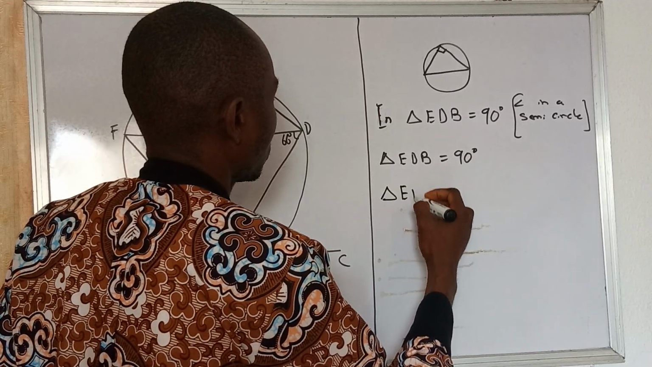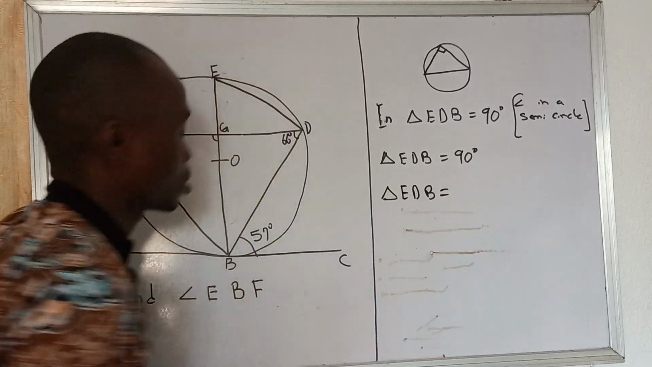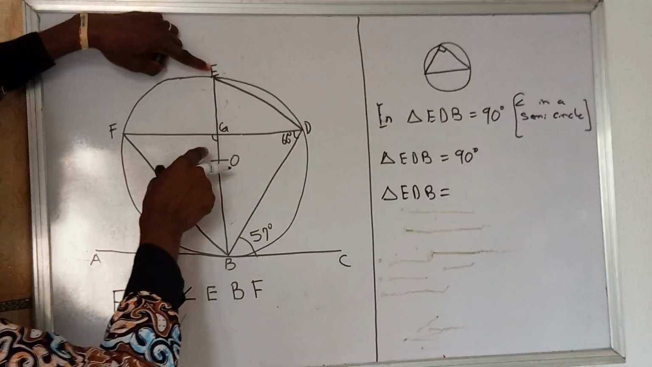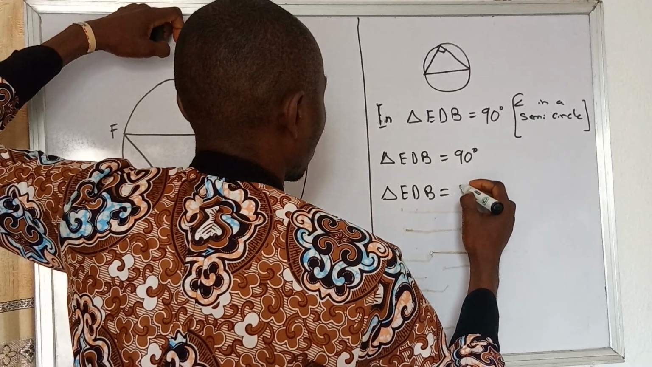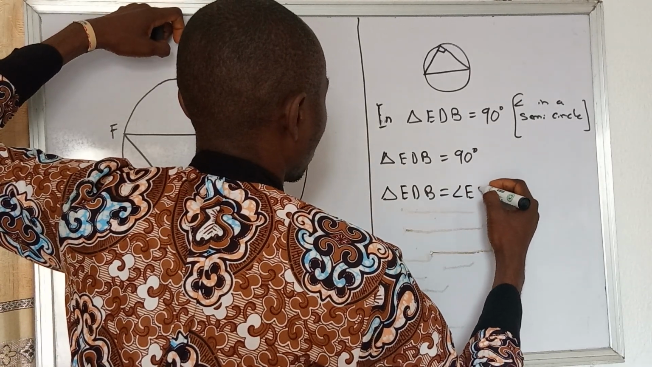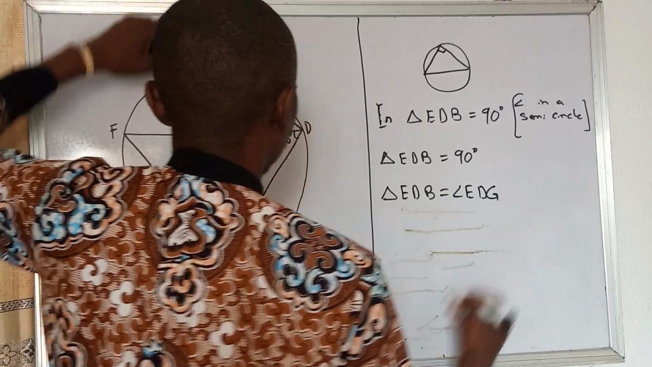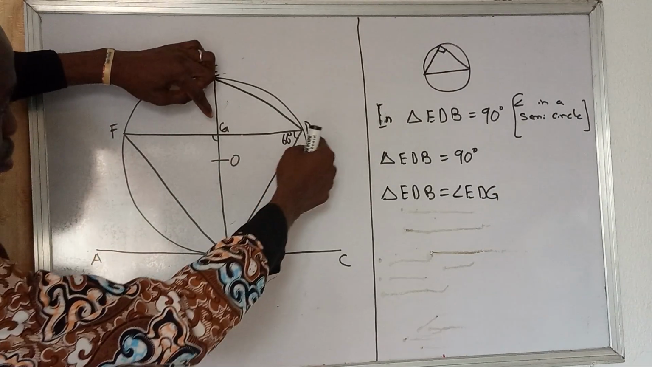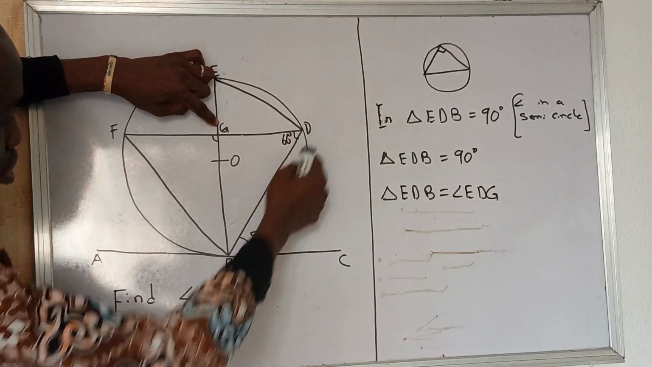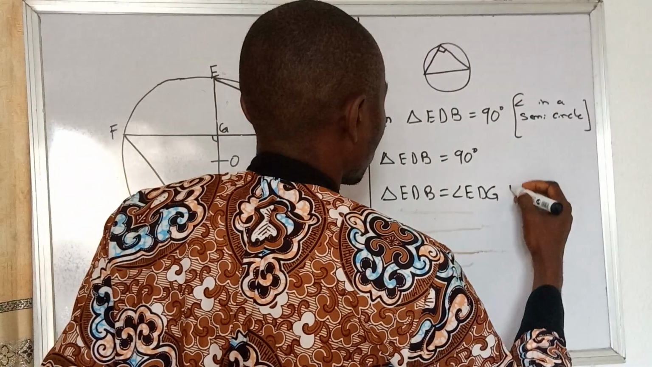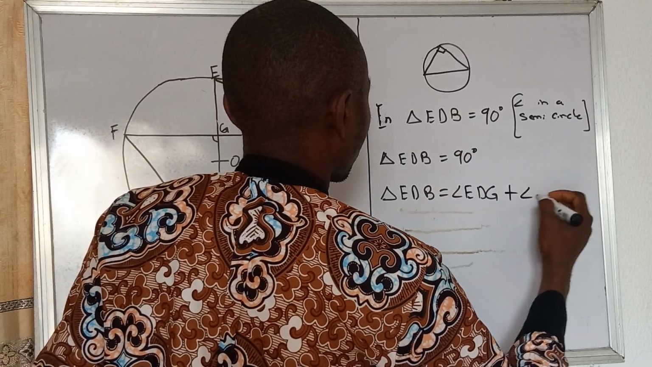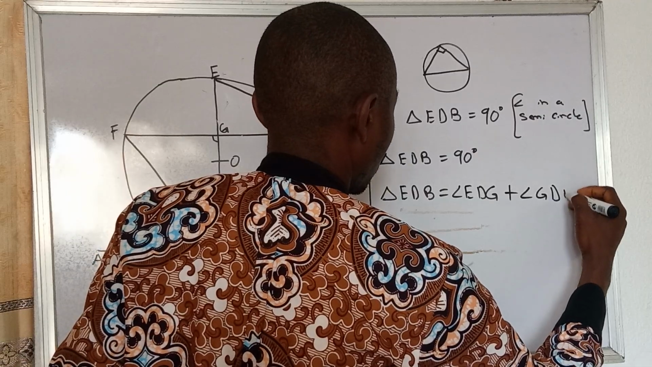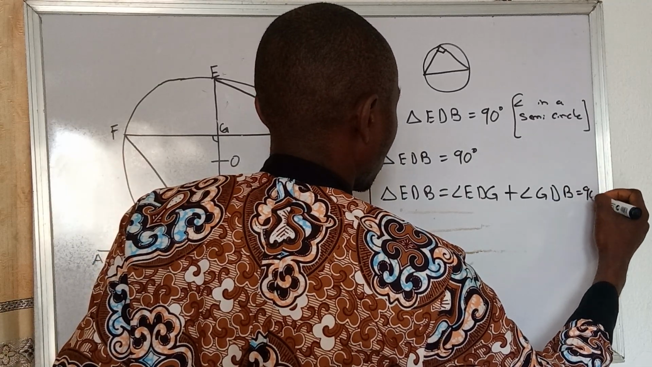Triangle EDB equals splitting off this angle into two. So we have angle D between E and G, so we're going to have angle EDG. Next, splitting off angle D into two, we're going to have angle D reference angle between G and B. Then we have plus angle GDB. Everything equals 90 degrees.